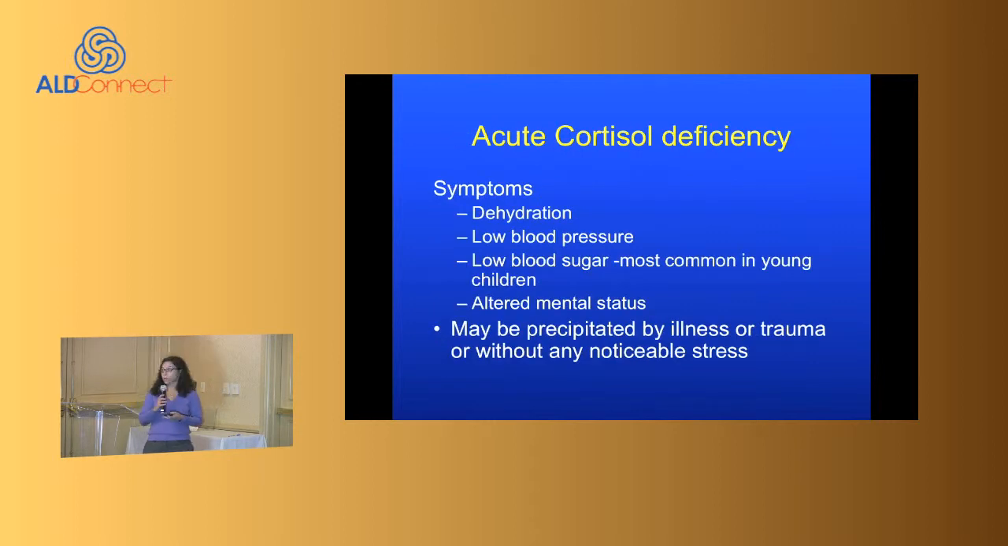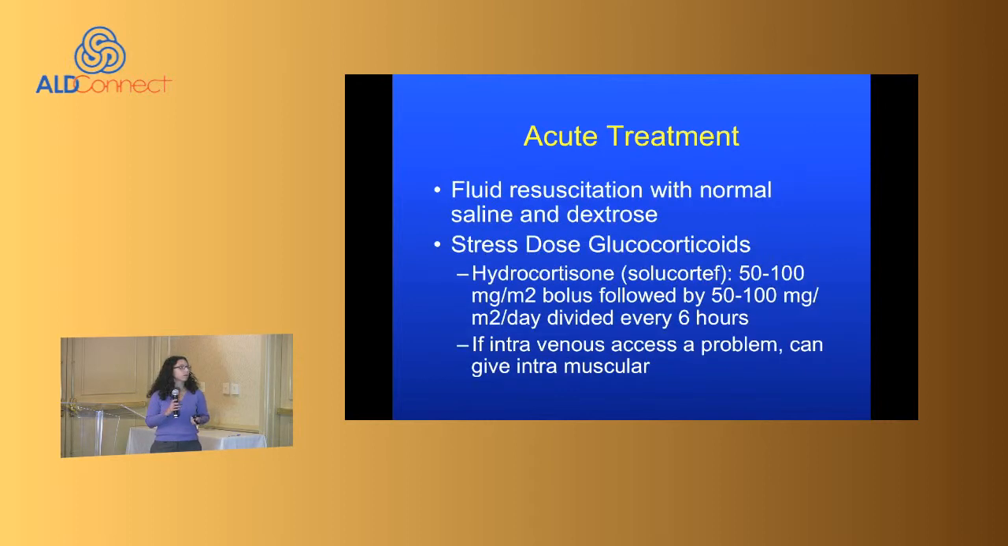When you have acute cortisol deficiency or an adrenal crisis, what are some of the symptoms you'll end up seeing? You'll have dehydration, very low blood pressure, low blood sugar, which is more common in younger children, and altered mental status. This can be precipitated by illness or trauma, or really without any notable stress.